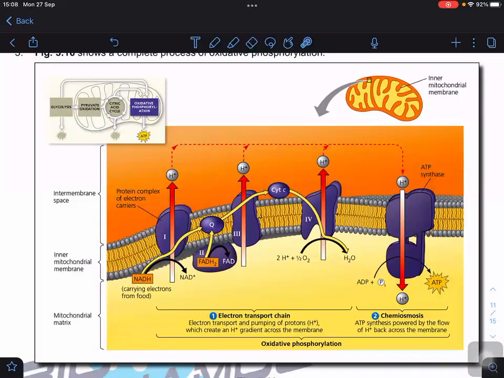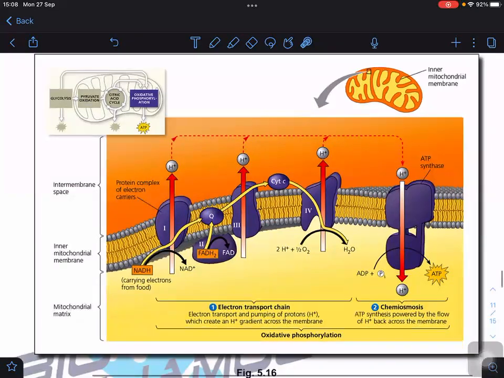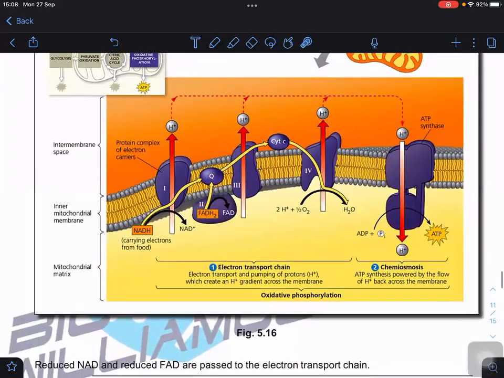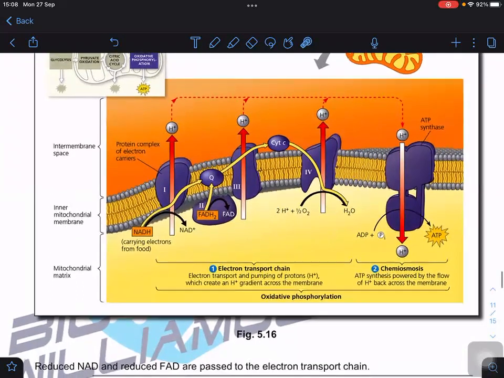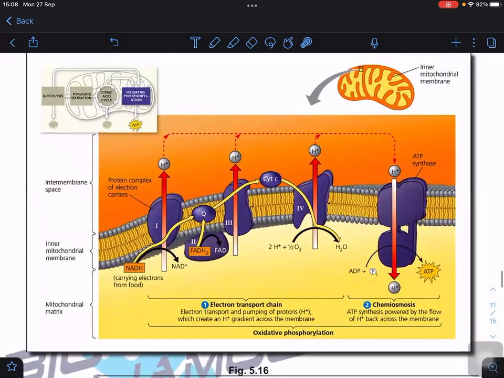But we haven't looked at how we accumulate the protons in the intermembrane space. So now we have to look at the electron transport chain. In fact, oxidative phosphorylation consists of two parts. The first part is the electron transport chain. The second part is chemiosmosis. So what actually happens in the electron transport chain?